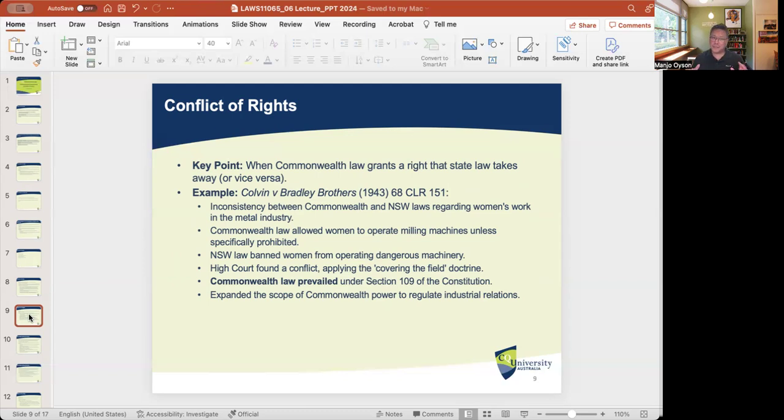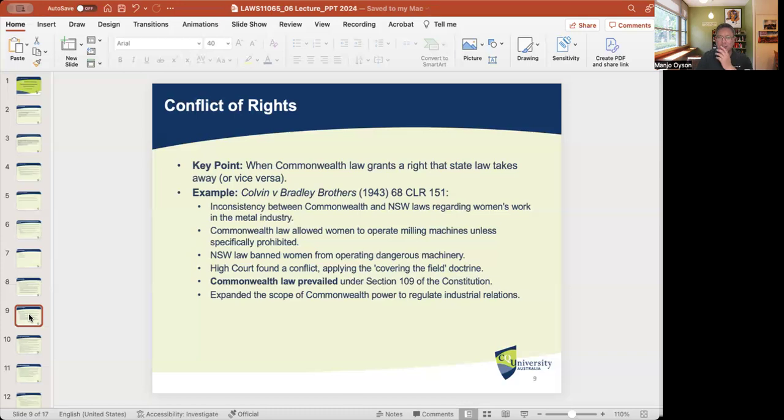So here, the Commonwealth Parliament, as far as its policy and agenda are concerned, was, in a sense, more politically broad-minded, and they viewed that women should be permitted to operate milling machines, even if they may be deemed to be dangerous. So, that was a different generation then. This was 1943, about the time when World War II was happening, and at the time when I think societal values were such that women were mainly to be staying at home. So that was a very different generation then.